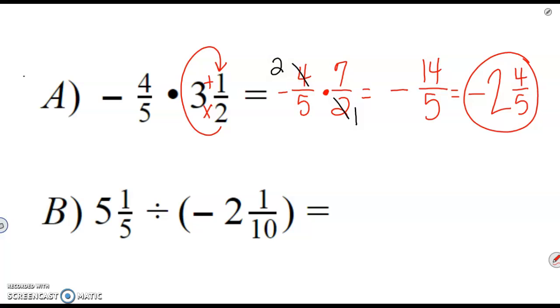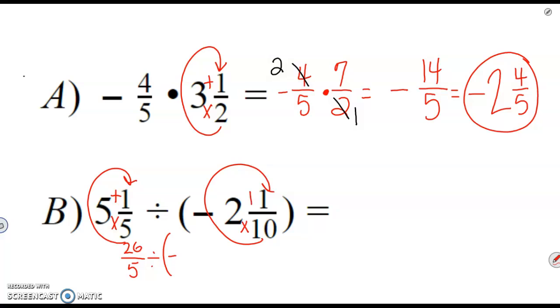Letter B. First thing I'm going to do is change them into improper fractions. 5 times 5 is 25 plus 1 is 26/5. Divided by negative 10 times 2 is 20, plus 1 is 21/10. The first thing I need to do with my division problem is rewrite it as multiplication. 26/5 times the reciprocal of negative 21/10, which is negative 10/21.